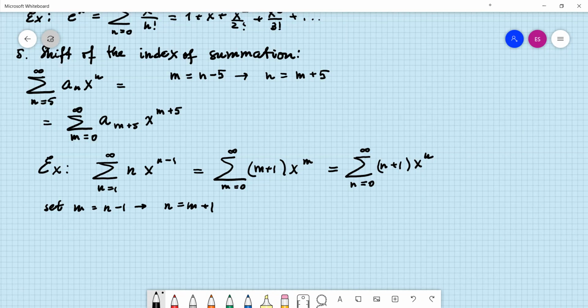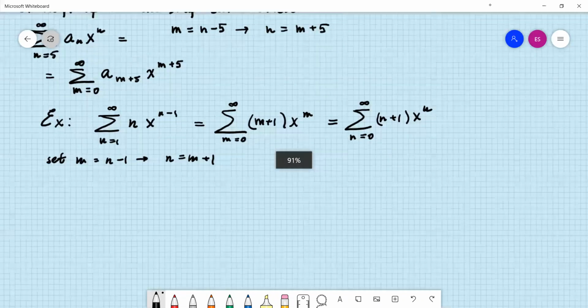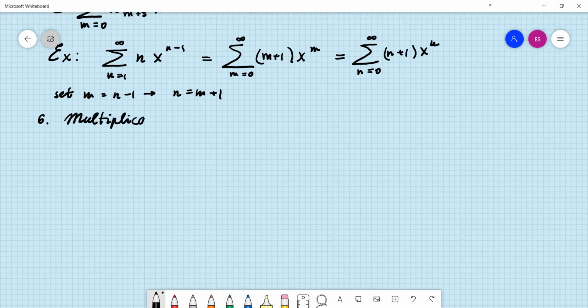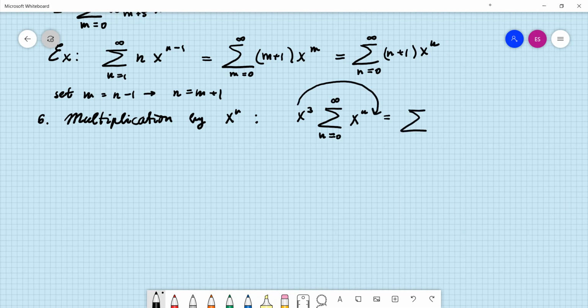Okay, now what else we need to know about the series? It's kind of a long lecture because we are not only reviewing properties of series, but also properties of sigma notation. How to multiply a series by x to the power of r. This is not n, that's r. For example, x cubed multiplied by the sum of x to the power of n, n goes from 0 to infinity. Well, you just bring x cubed inside and you have x cubed times x to the power of n. And because they have the same base, you can write down x to the power of n plus 3, n from 0 to infinity.